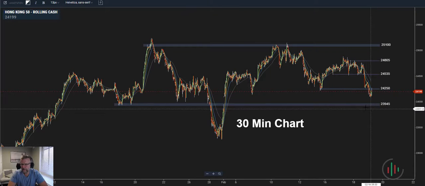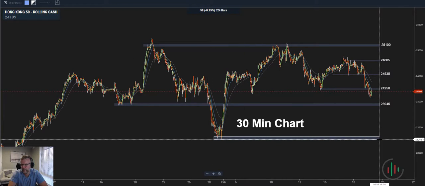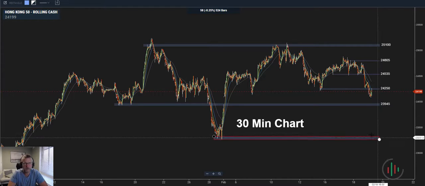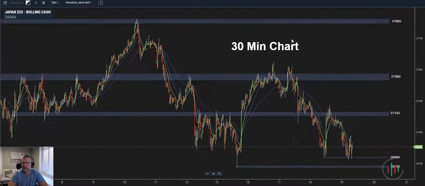The market's powering down. I reckon the first thing that's going to come under fire is 23,945. Then you've got these lows that potentially come under fire after that, and that's probably somewhere around 23,265, so a long way off. But still, once the market gets going and starts to get a bit of steam on the downside, it could easily get there.